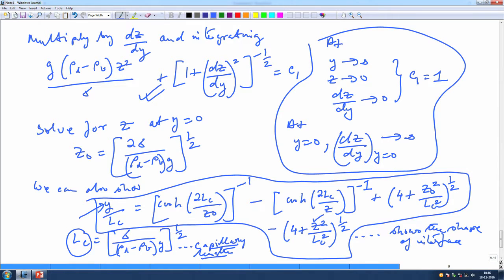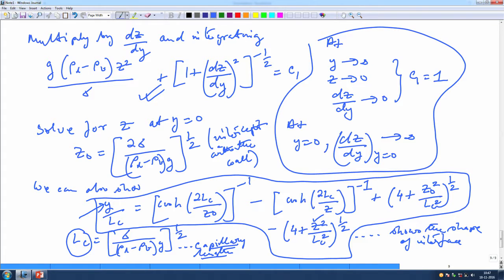So, this is the intercept that it makes with the wall, and this is the dynamic shape of the interface under steady state conditions, obviously. So there are no interfacial movements as such.